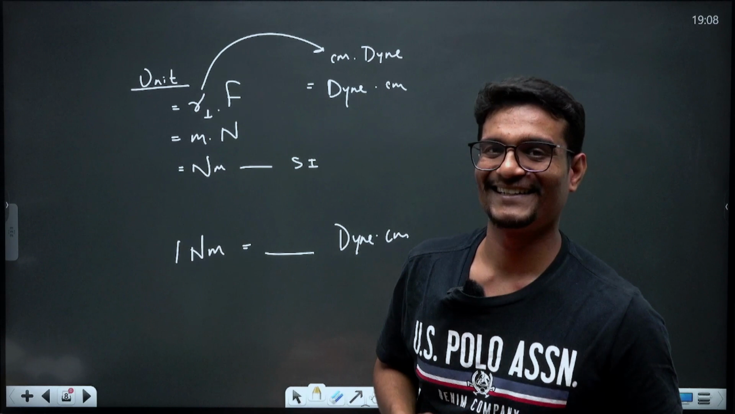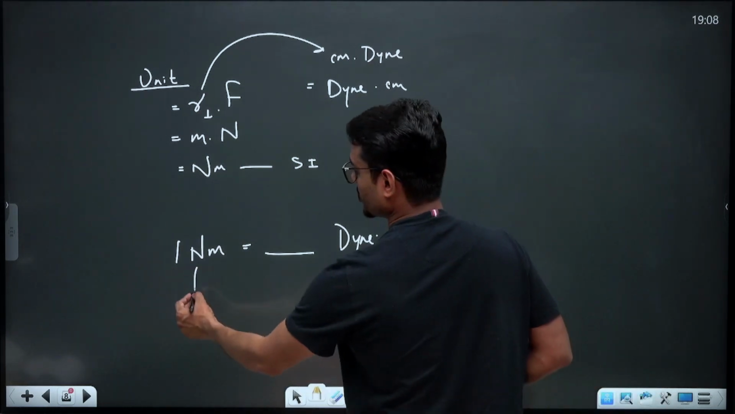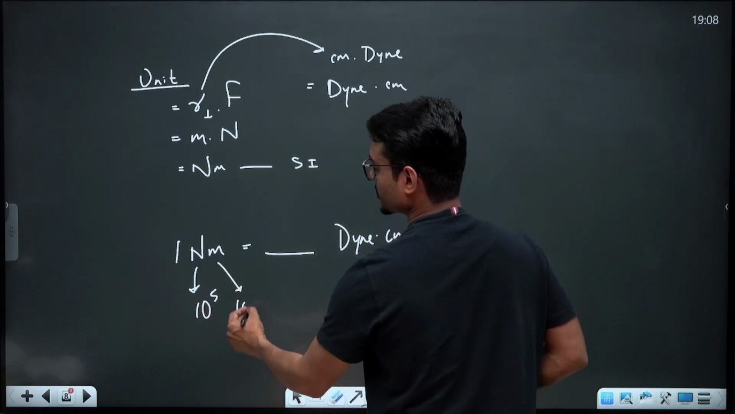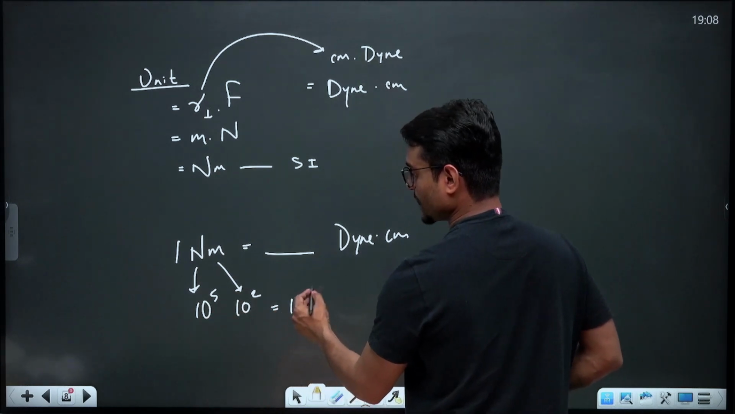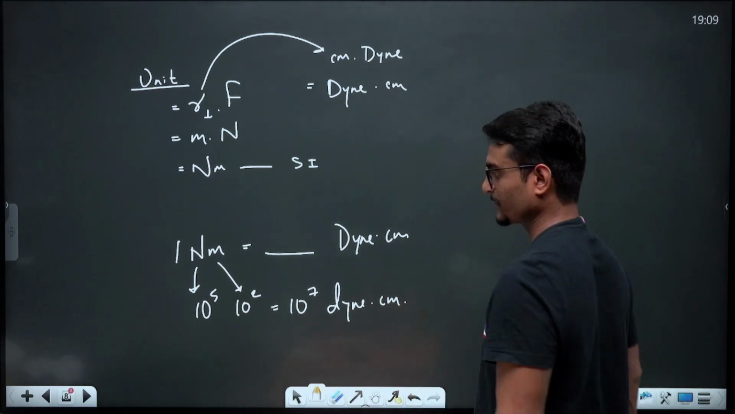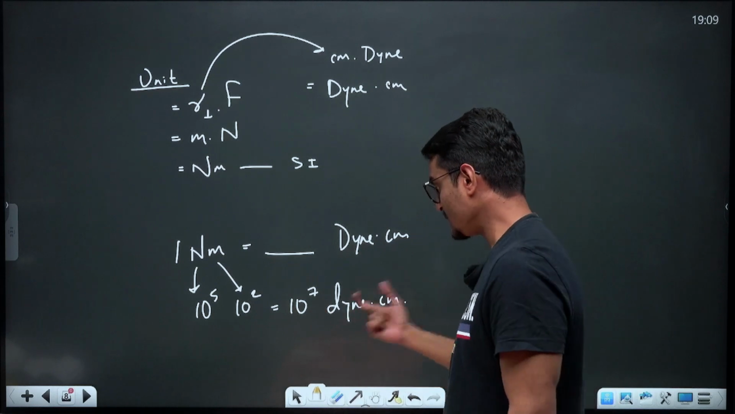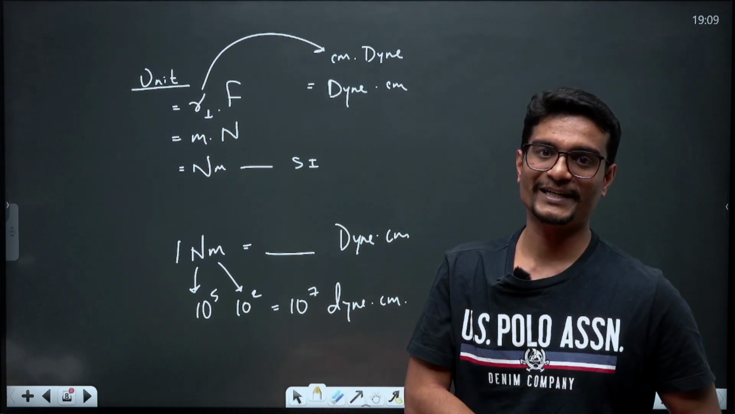So the answer is: 1 Newton, we know, is 10 to the power 5 dynes, and 1 meter is 10 to the power 2 centimeter. So if we multiply this, you get 10 to the power 7 dyne centimeter. So 1 Newton meter is 10 to the power of 7 dyne centimeter. I hope you were able to solve it correctly.